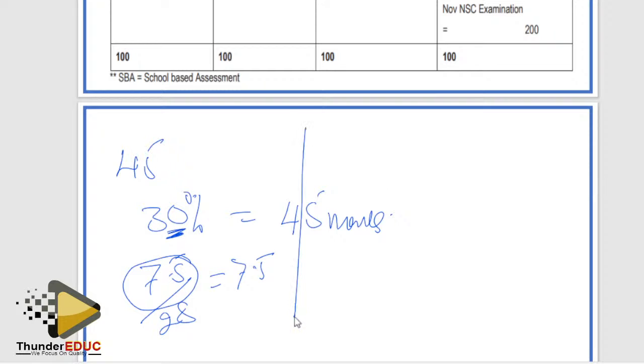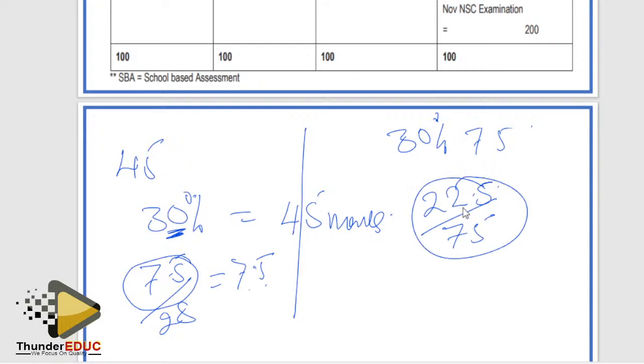Now, how much do I need in the final exam? Because for you to pass, you need 30%. You have already 7.5, so you will need 22.5 out of 75. That's what you need for you to pass. How much is that? 22.5 out of 75, divided by 75, answer times 100.